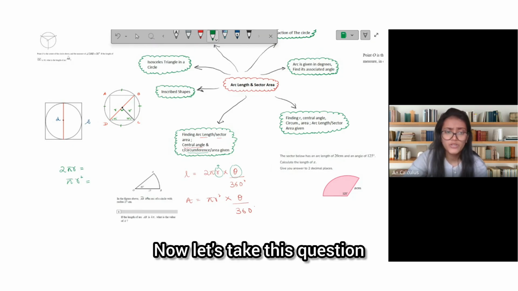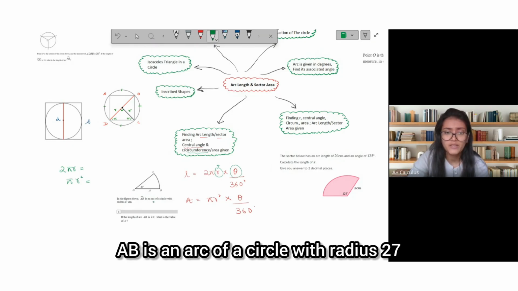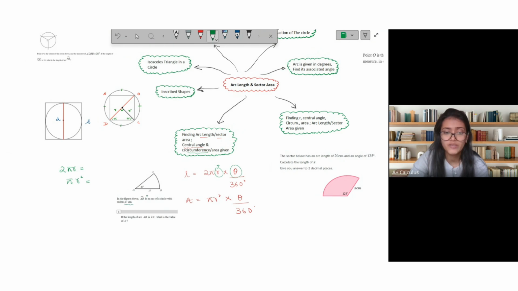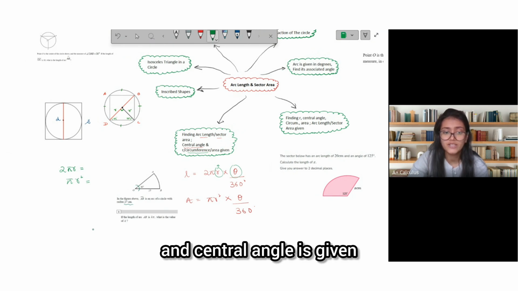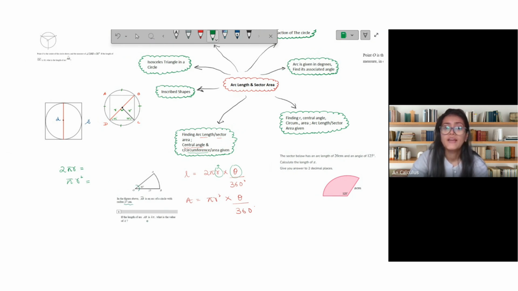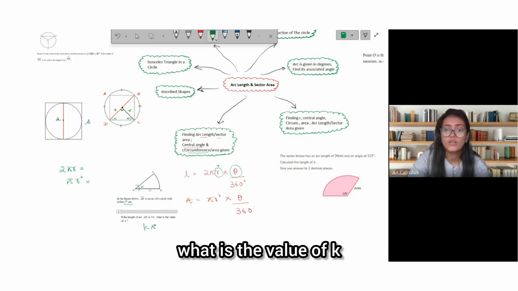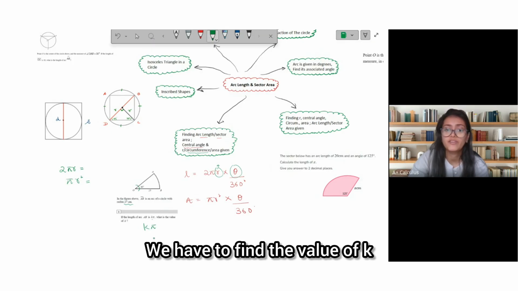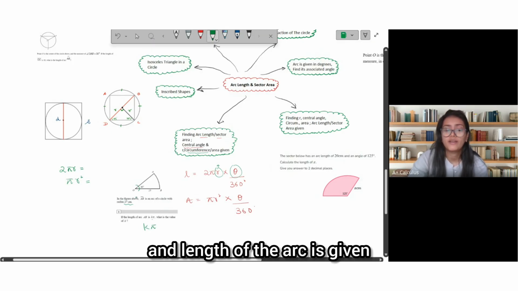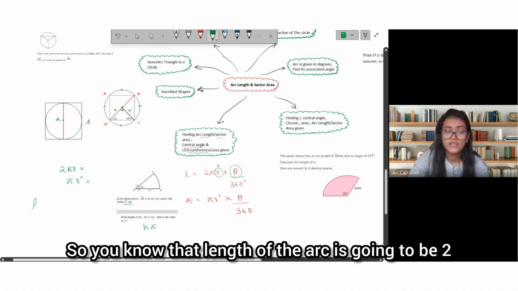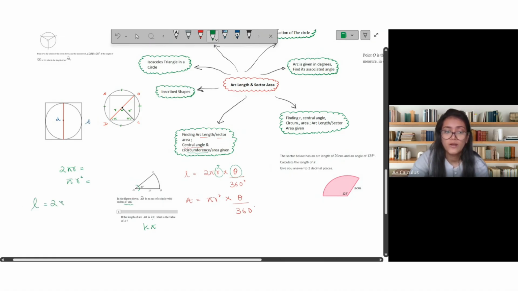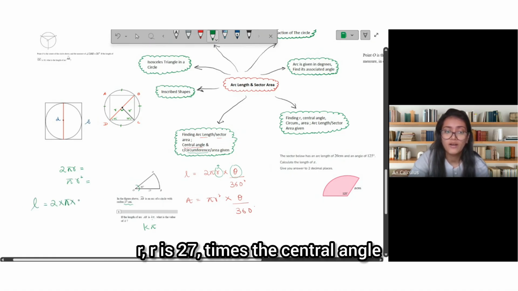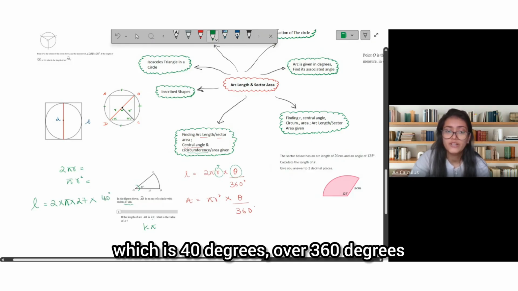Now let's take this question, the first type. It says in the figure above, AB is an arc of a circle with radius 27. So the radius is given and the central angle is given. We have to tell, if the length of the arc is k pi, what is the value of k? You know that the length of the arc is going to be 2 pi r, r is 27, times the central angle, which is 40 degrees over 360 degrees.